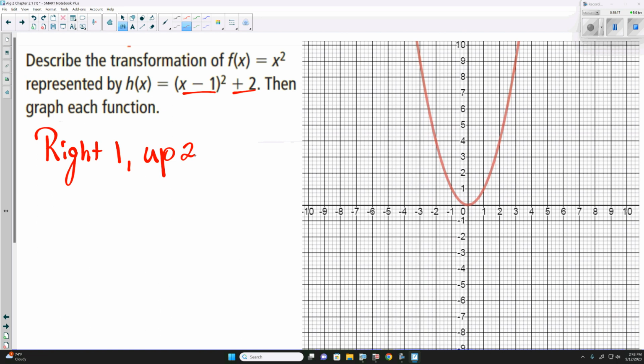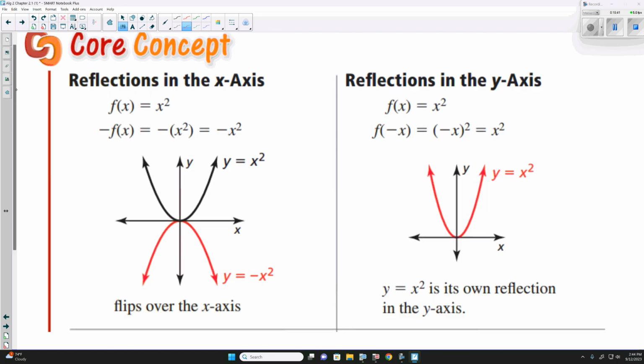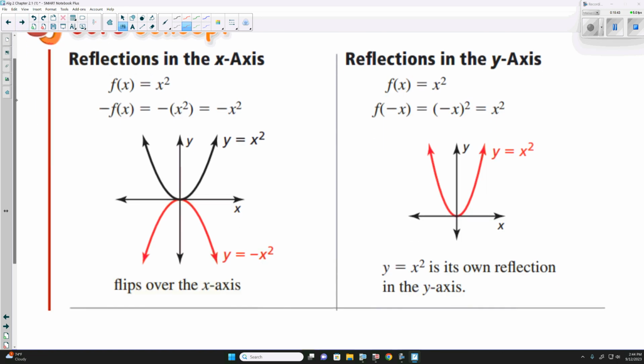Because it's really saying f of x equals x squared is the parent function. What do we do to it to get to our new one? What did we do to it to get to x minus 1 squared plus 2? Well, we moved it right 1 and up 2. Questions on this here? We ready for the next one? Well, that moves us actually into our next transformation.